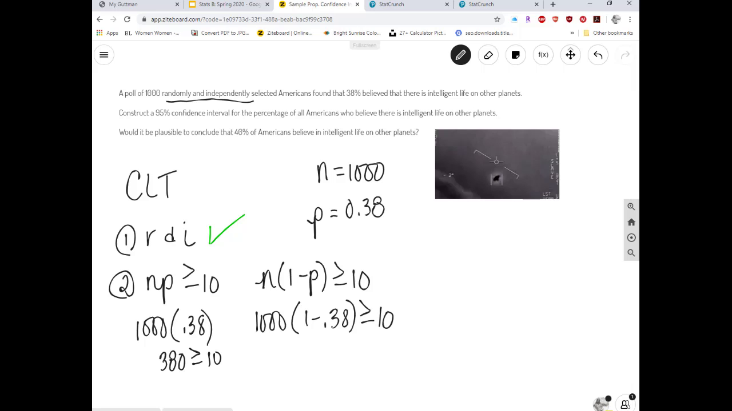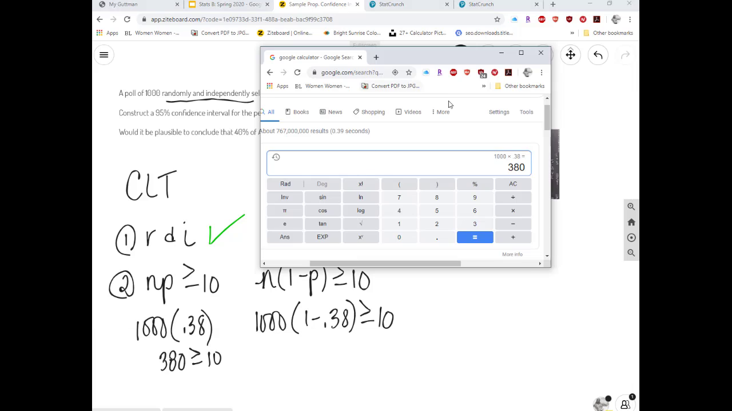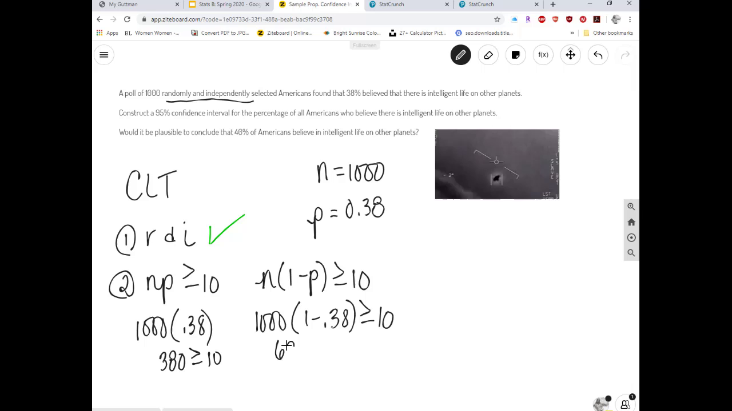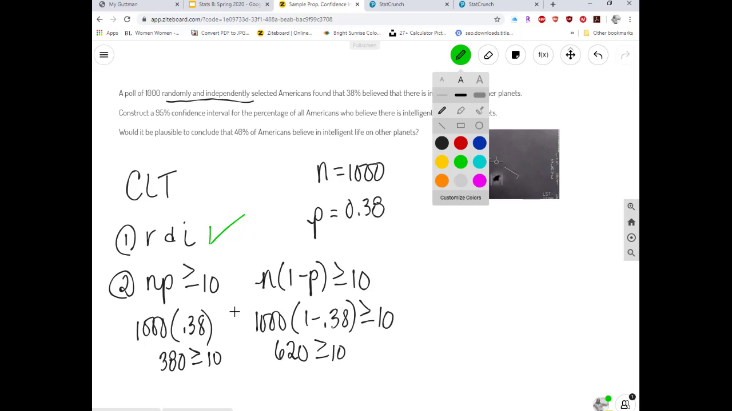And if I were going to pull up my calculator again, okay, notice here I have 1,000 multiplied by the difference of 1 whole and 0.38, and I should get 620. So this is 620. Is 620 greater than or equal to 10? It is. So both conditions of sample size are met. This is a great big giant check.